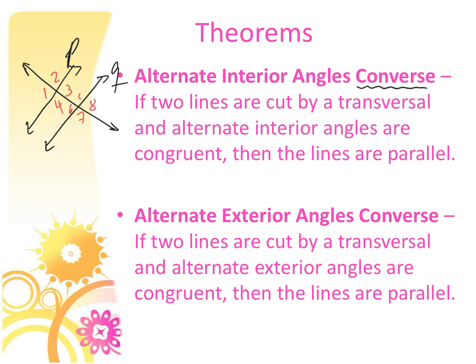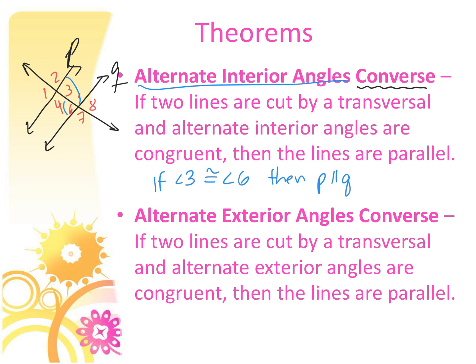So for example, if I use angle 3 and angle 6, because they are alternate interior angles, we can say if angle 3 is congruent to angle 6, then line P and line Q are parallel.